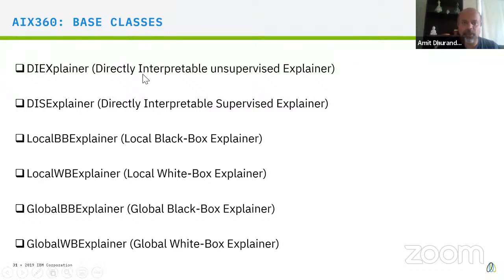So like I said, you have directly interpretable unsupervised, which is for data. There is directly interpretable supervised, which is like the Lime kind of stuff. We have a decent amount there. Then you have local black box explainer, local white box explainer, global black box, and global white box. So we would welcome contributions for any of these. No need to prioritize.